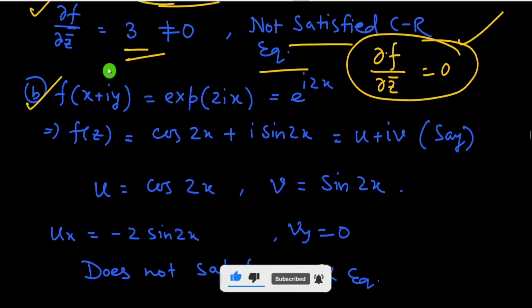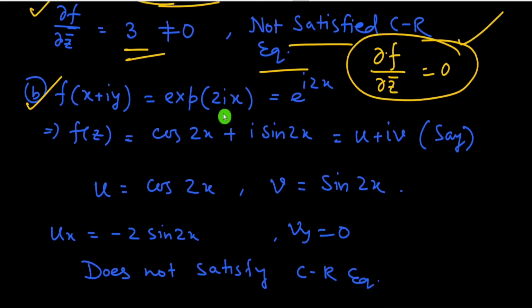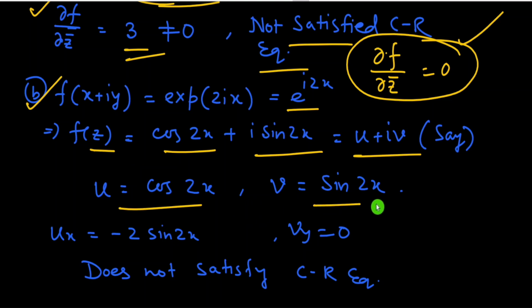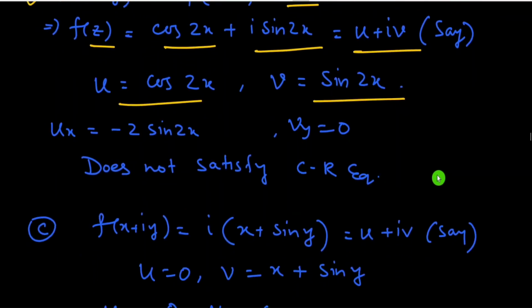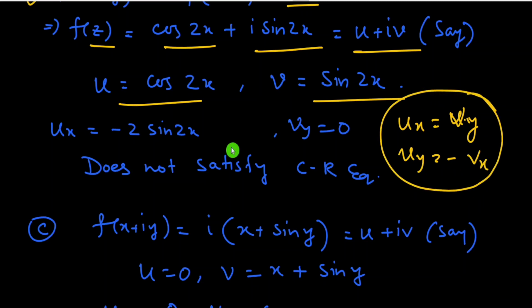Option number B, given that f(z) equals e to the power 2ix, which is equal to cos 2x plus iota sin 2x. You can take u plus iota v equal to f(z), then u equal to cos 2x, v equal to sin 2x, and the general Cauchy-Riemann equation is ux equal to vy and uy equal to minus of vx. This is the general Cauchy-Riemann equation.